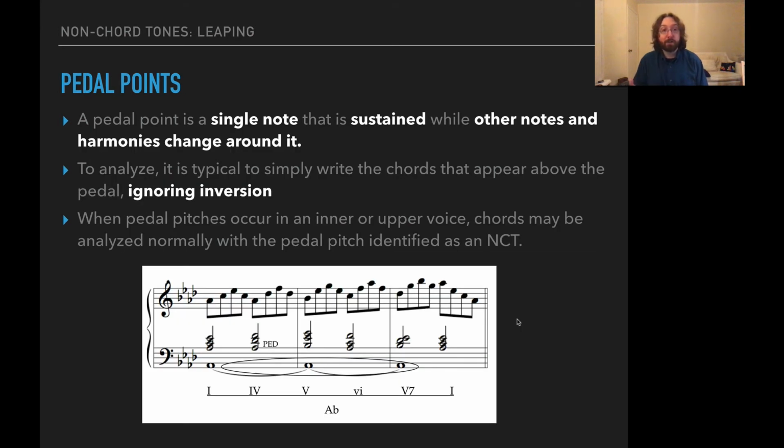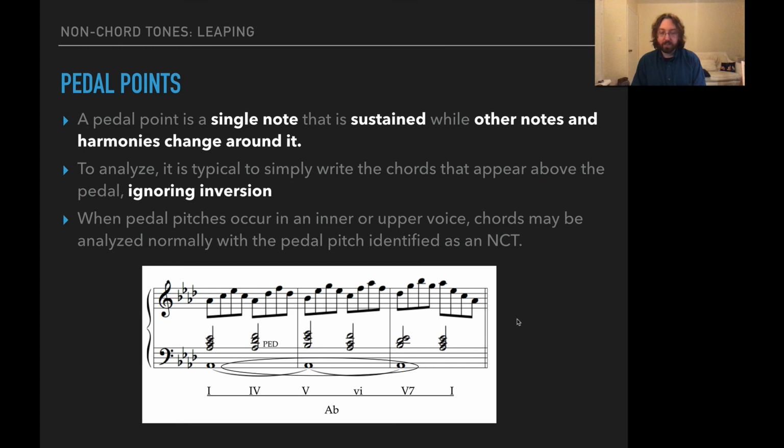Lastly, we'll talk about pedal points. A pedal point is a single note that is sustained, while other notes and harmonies change around it. To analyze, it is typical to simply write the chords that appear above the pedal and just ignore the inversion. Most of the time, composers, if they have a pedal point in the bass, which is where it frequently occurs, they're ignoring the function of inversions and just going for smooth voice leading. Now, if the pedal point is in another part, it's worth putting in the inversion symbols.